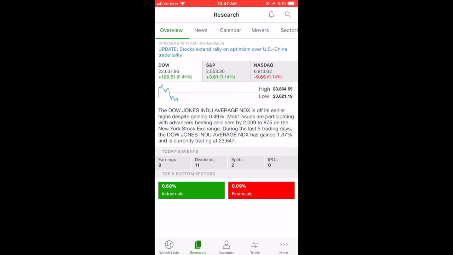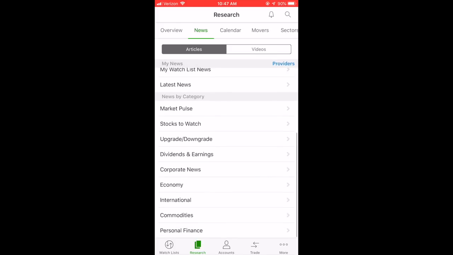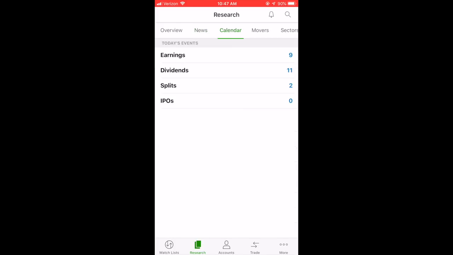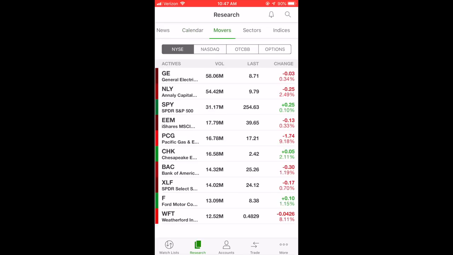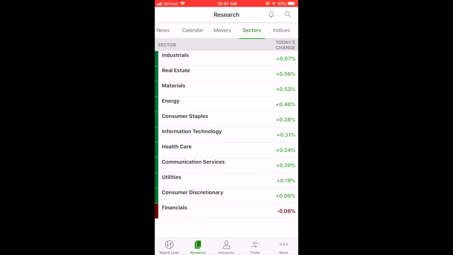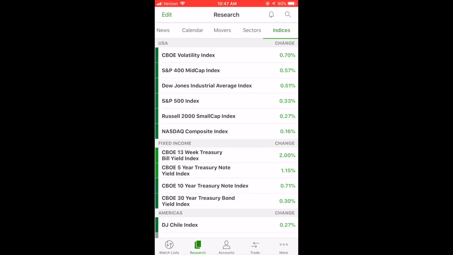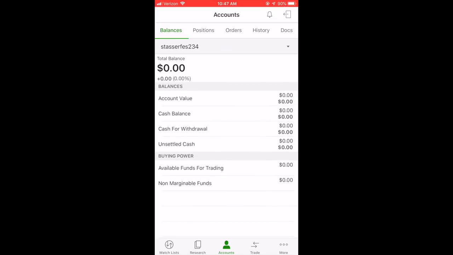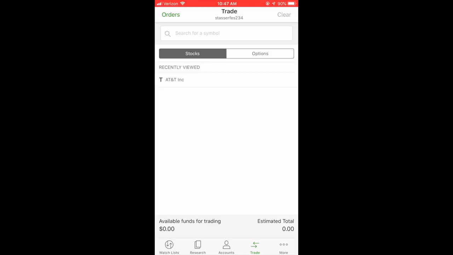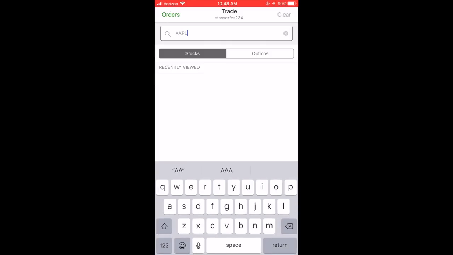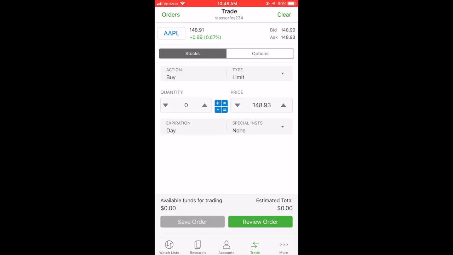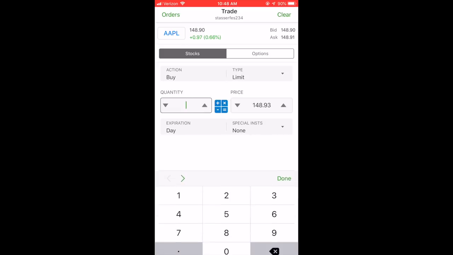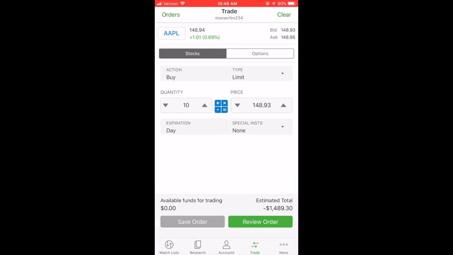So I really like the mobile app here for TD Ameritrade. It makes everything very simple. You see the overview, you see the news, the calendar, earnings, dividends, splits, IPOs, different movers in the market, the sectors, indices, so you can keep an overall eye on what's going on in the market. You can see your own account value, cash balance, cash for withdrawal, your positions, and this is how you place a trade. You simply just type in the ticker here. You can put in however many shares you want, and you can actually calculate it with that little calculator there to see what it's worth.